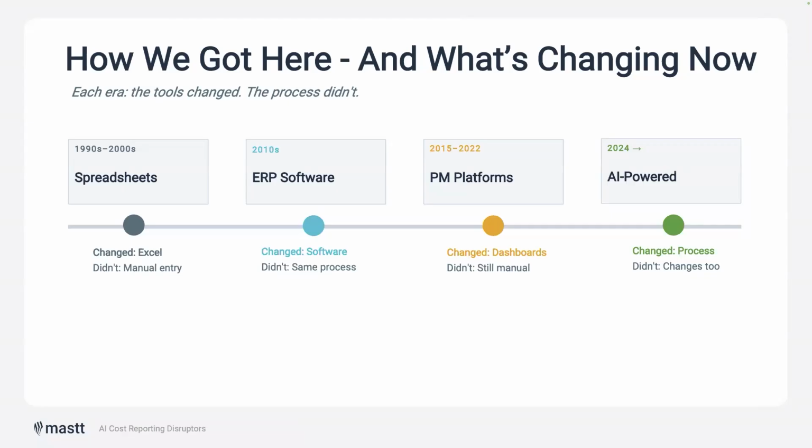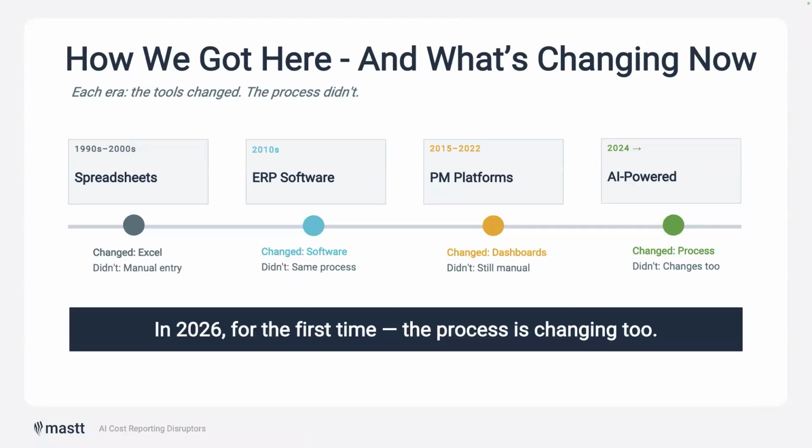So in every era, they improved tools, but nothing ever actually really changed how the work got done. And that's what makes this moment a little bit different. In 2026, for the first time, it's not just the tools changing, but we're actually looking at the process itself. And this is what these AI disruptors have actually been able to do and enable us to leverage.